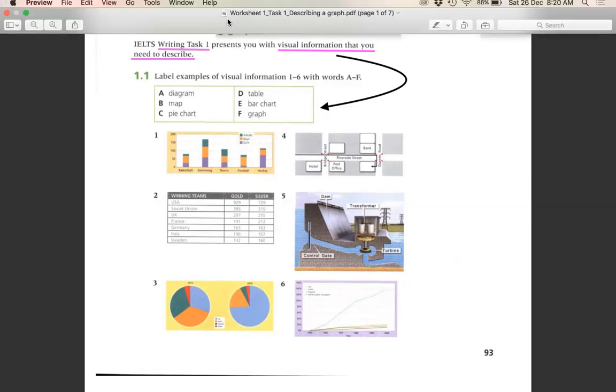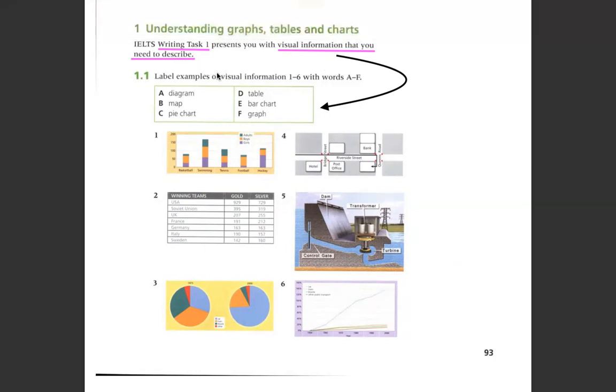All right, so please use the chat box to answer the questions. Let's start with this diagram over here, number 1. Please type the letter in the chat box that matches with picture number 1. So is it a diagram, a map, a pie chart, a table, a bar chart, or a graph? I'd like everyone to answer. I know there's lots more of you. If you're not sure, just take a guess.